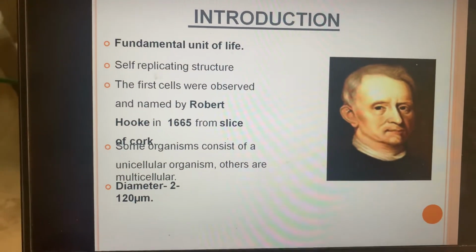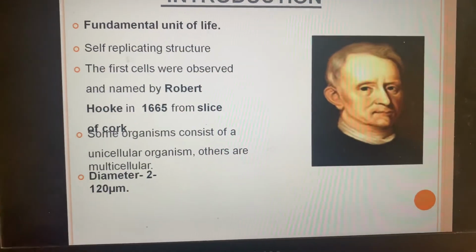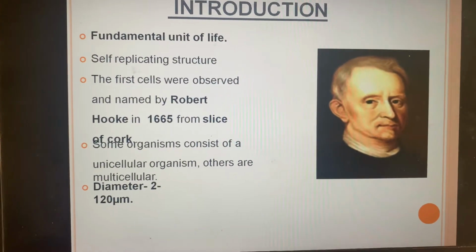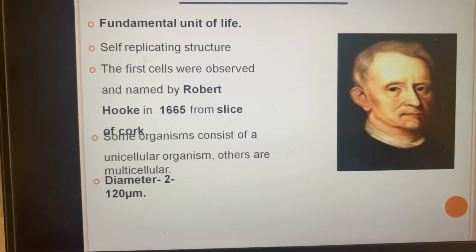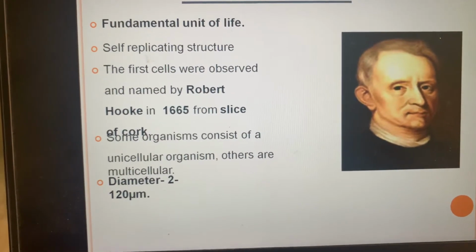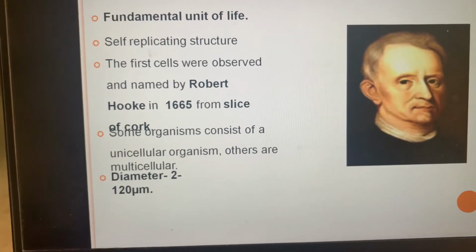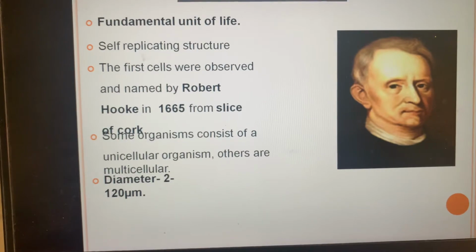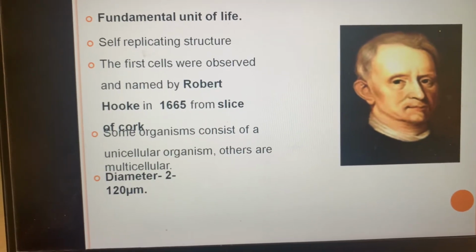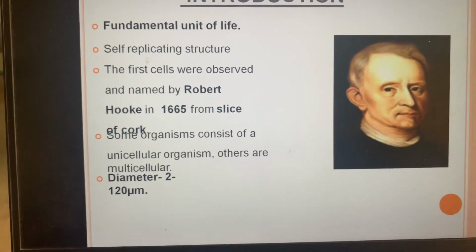The fundamental unit of life is the cell, a self-replicating structure. The first cells were observed by Robert Hooke in 1665 from slices of cork. Some organisms are unicellular, others are multicellular, with a diameter of 2 to 120 micrometers.